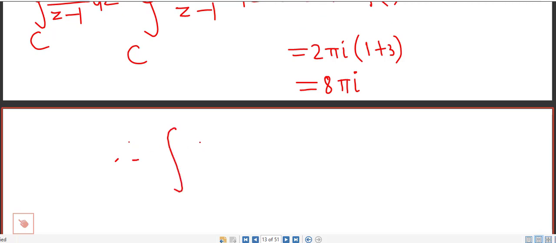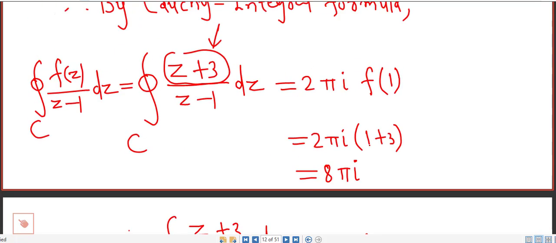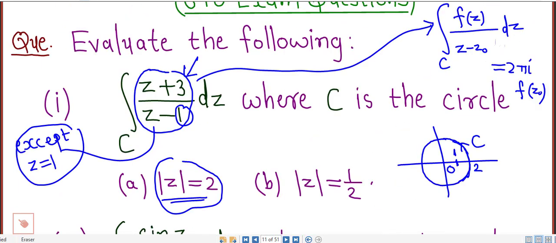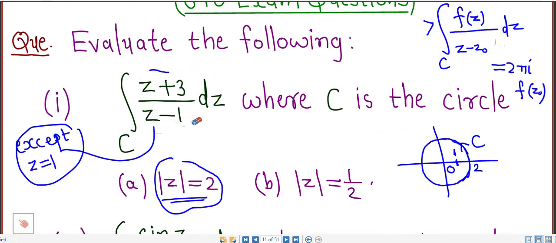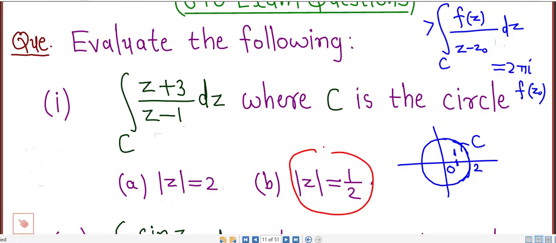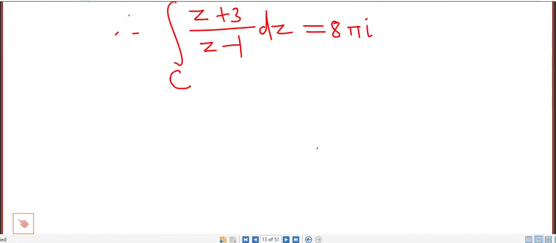So the integral of the function z plus 3 divided by z minus 1 over circle mod z equal to 2 is 8 pi i. This completes part A of the first part. Now we consider part B. In part B, our simple closed contour is a circle with center 0 and radius 1 by 2. So now we try to find the integral in part B.